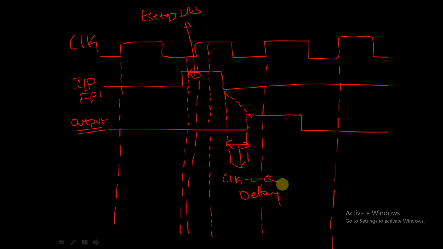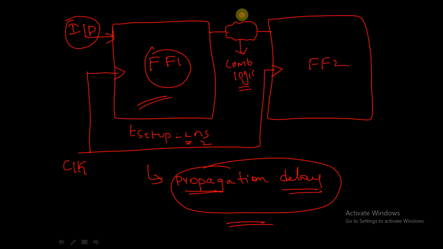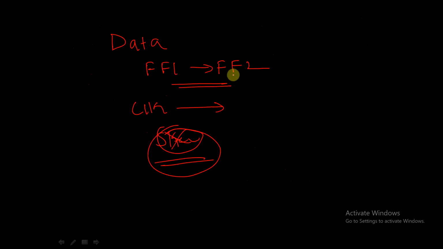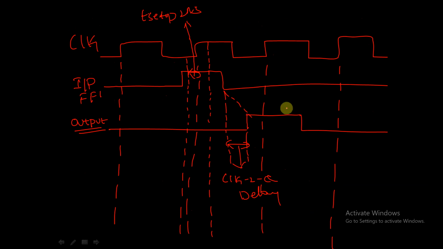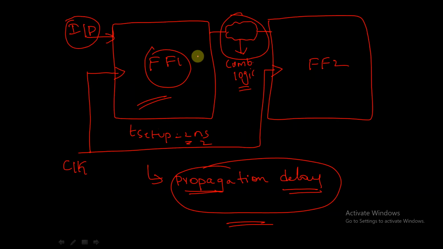So this output is passed through this combinational logic circuit. What this combinational logic circuit will basically do is process the output which is given by flip-flop one. It is the input for our combinational logic, right? After processing and after some propagation delay, it will give the output. So the output of the combinational logic circuit is given after this propagation delay.